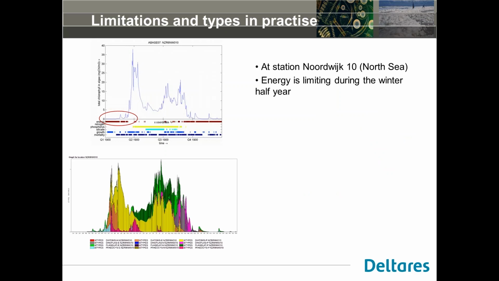And we start at a coastal station in the North Sea, which is energy limited during the winter half year, which is shown over here. And accordingly, Bloom selects energy limited types, so Phaeocystis and diatom energy limited types in this particular example.